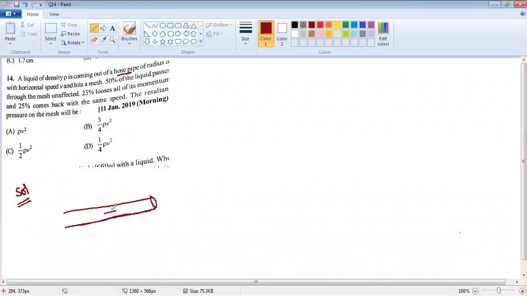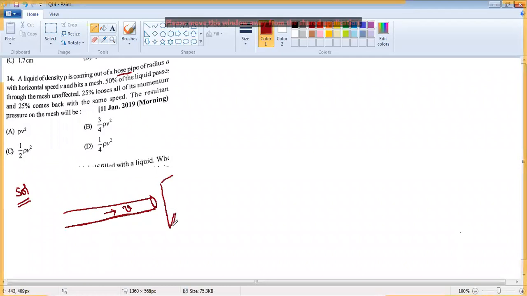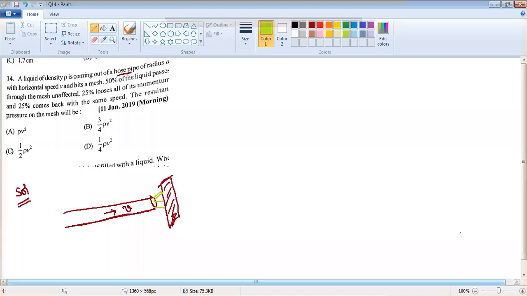With this pipe, the water comes out at speed. Here there is some mesh. The water which comes out through the pipe hits the mesh. This is the important thing actually. It hits the mesh. This is the variable mass concept.